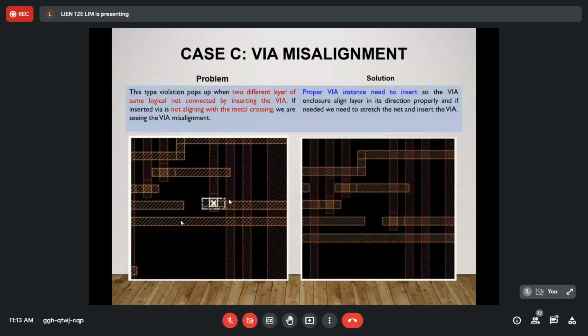Okay, I go to the next one. This is another issue, about the misalignment of the wire. This type of violation pops up when two different layers of the same logical net are connected by inserting a wire. If the inserted wire is not aligned with the metal crossings, we see wire misalignment. You see that there are two layers here, and the crossing here must be connected with a contact. Sometimes I call it a wire, but it also means the contact.